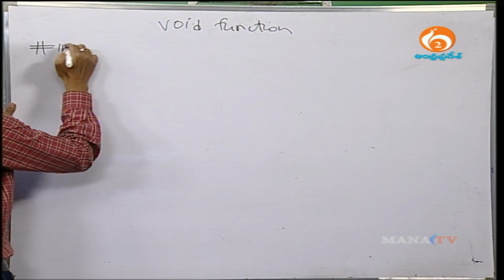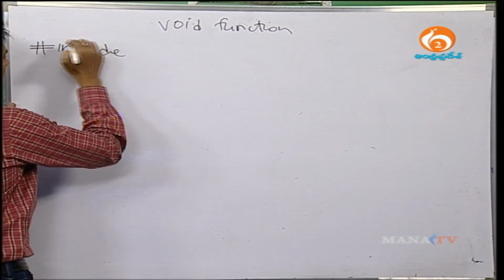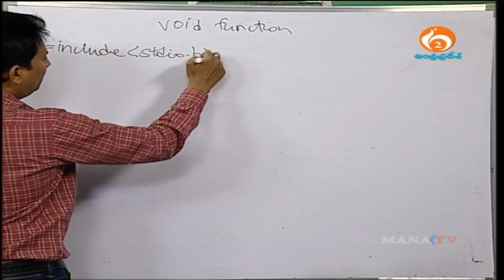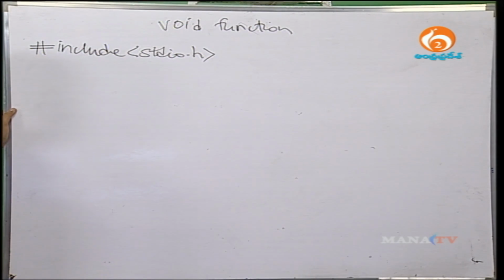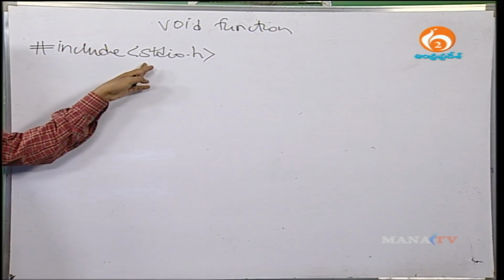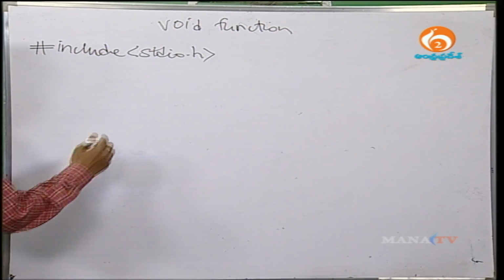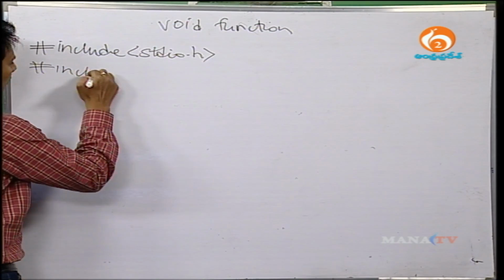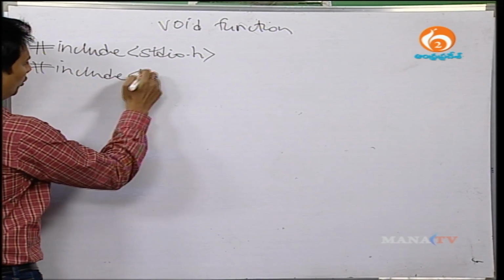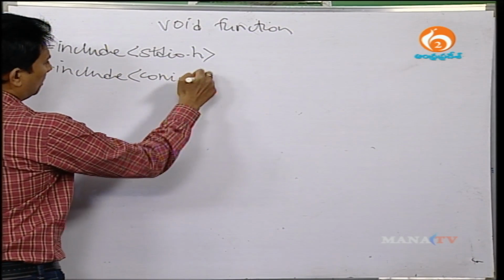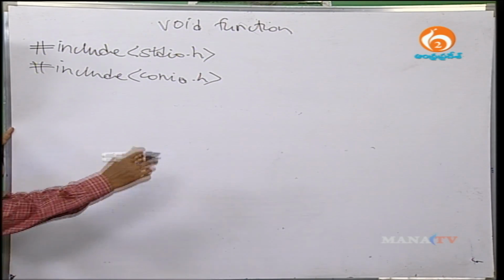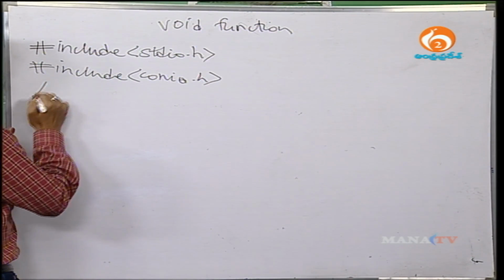#include stdio.h. stdio.h means standard input output header file. This header file is for the printf and scanf predefined functions. Next, #include conio.h. This header file is for clrscr and getch functions. Here I am writing the calling function.